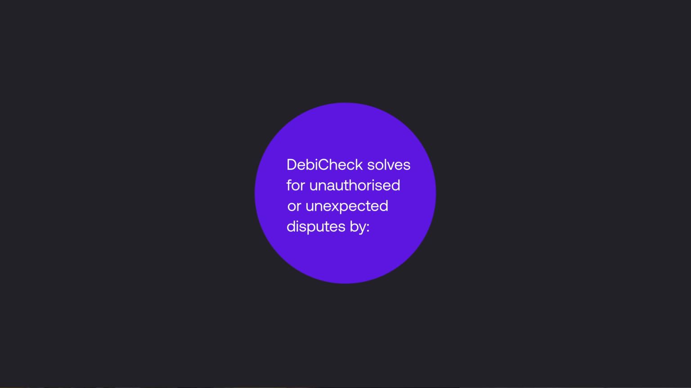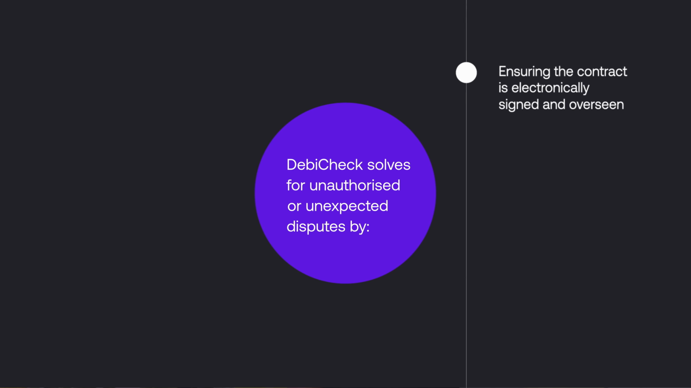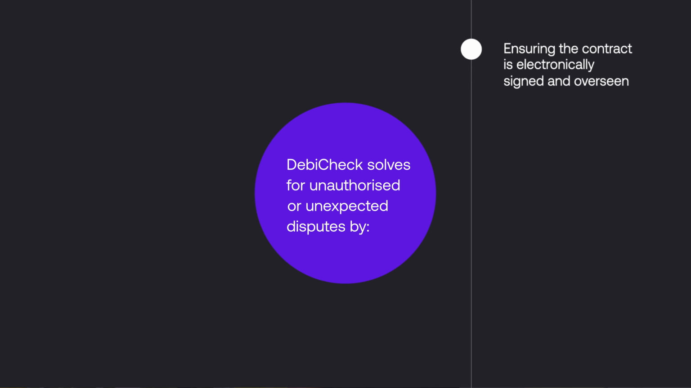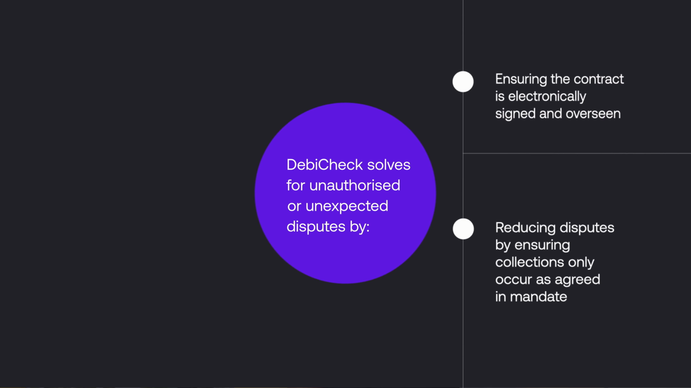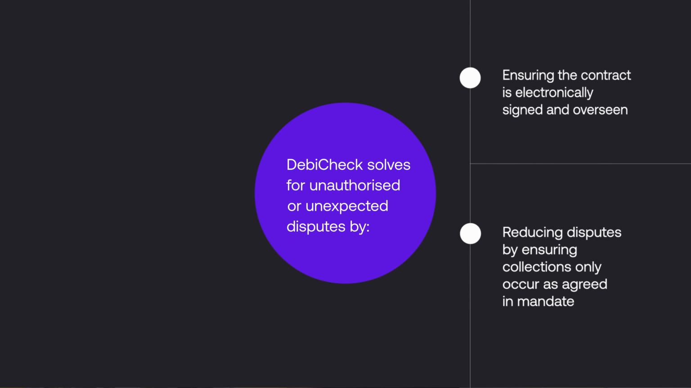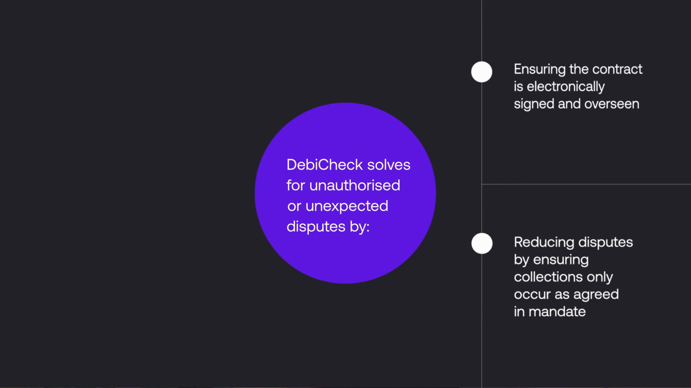DebiCheck serves to solve this particular problem of unauthorized or unexpected disputes for collections by ensuring that the contract between the business or service provider and the end user is actually electronically recorded and owned and managed by the banks themselves. This mandate between the end user and the business ensured that collections only occurred based on the constraints within the contract. This drastically reduces the number of disputes that can occur against a collection, because any disputes that would be processed would have to be completely outside the constraints of what was agreed upon between the merchant as well as the end user. This protects the consumer, making sure that only debit orders are set up for transactions that they authenticate.